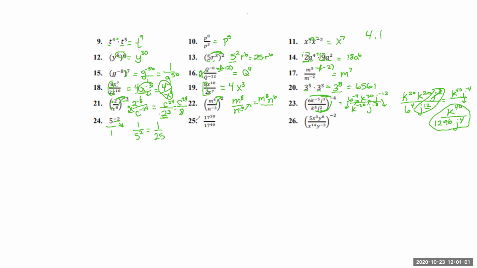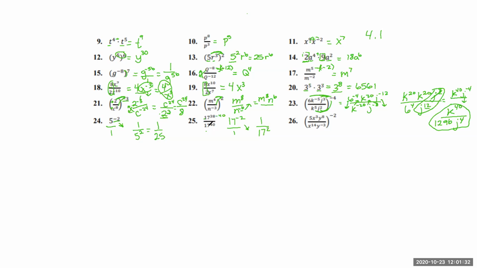Coming over to 25. So here what we're going to do is look at the exponents. So we have the same base here. We have 17 to the 38th minus 40. So you could do this where we just subtract 40 and get 17 to the negative 2. And then since it's negative, we have to bring it down. So it's going to become 1 over 17 squared.